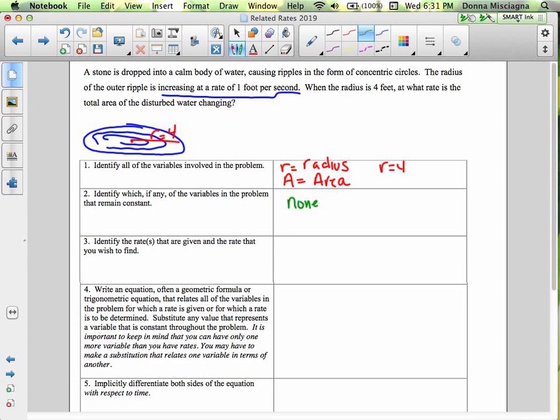Identify the rates which are given and the rate we wish to find. So we are given dr/dt. It is positive, because if you drop a pebble, the ripples are increasing. So dr/dt is 1 foot per second. dA/dt is what we're looking for.